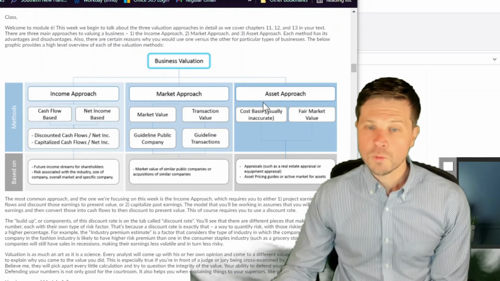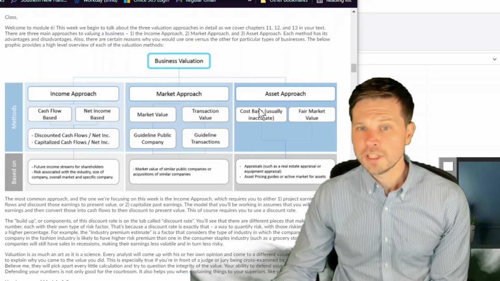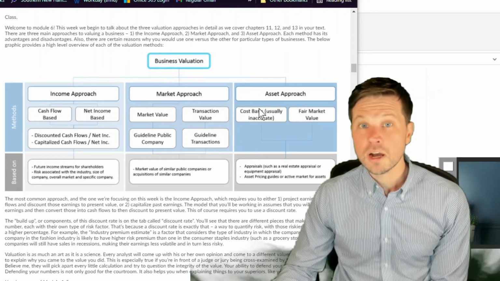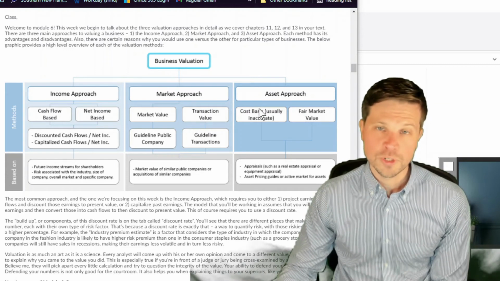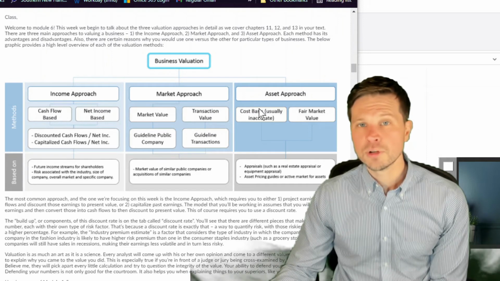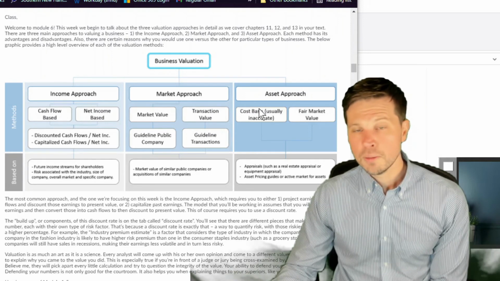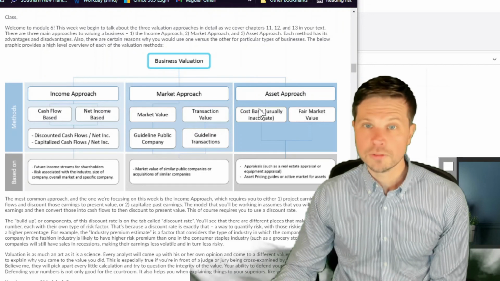So we won't really talk about that a whole lot, but the two components within that is you can either look at the cost basis, which is usually inaccurate unless fair market values were just recently recorded, or the fair market value. And in fair market value within the asset approach, you mark to market, or you mark your assets or liabilities to the market value, either increase or decrease, whatever the case may be.